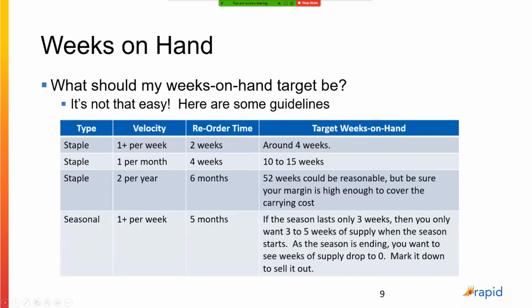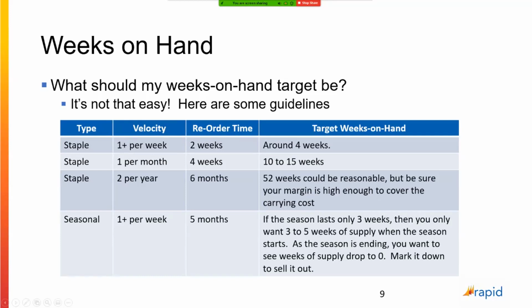Let's talk first about a staple product. In other words, something that we carry year round. It's not seasonal, it's staple. And that staple product has an average velocity of 1 per week. And let's also say that this is a product that we can get reordered into our store relatively quickly. We can get it in within 2 weeks. Well, with a product with those kind of attributes, we might expect a weeks on hand to be only about 4 weeks. If you're carrying 6 months worth of inventory on this product, you're way, way, way overstocked.